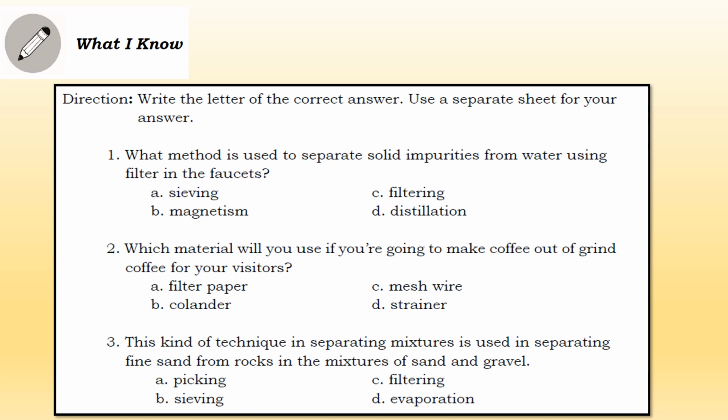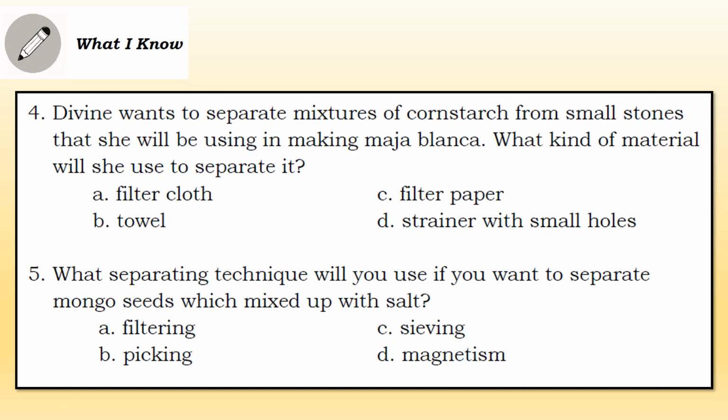This kind of technique in separating mixtures is used in separating fine sand from rocks in mixtures of sand and gravel. So pag nakita natin na may gustong maghiwalay ng sand at ng gravel, gusto niya na yung fine sand lang ang makukuha niya at yung mga rocks ay masa-separate mula sa fine sand, ano daw na process ang gagamitin natin? A. Picking, B. Sieving, C. Filtering, D. Evaporation. Okay, number 4.